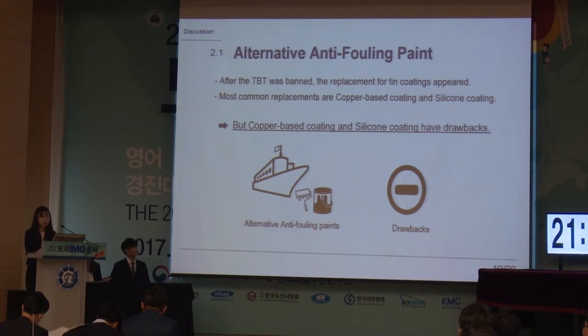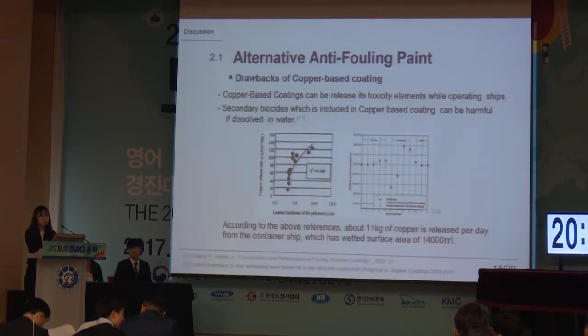I will take it from here to talk about current anti-fouling systems and their problems. Copper and silicon-based coatings are the main substitutes after TBT was banned. But this also causes environmental problems. The biggest problem with copper-based coating is that copper is toxic itself. It also contains secondary biocides, which are harmful to the ocean ecosystem.